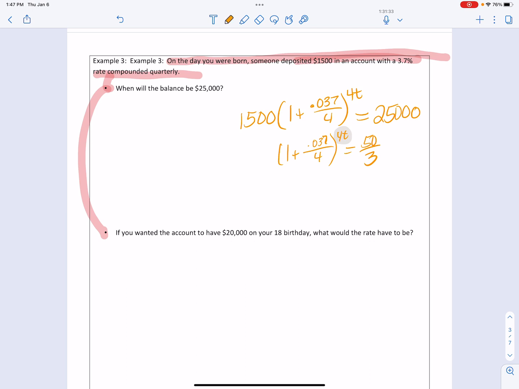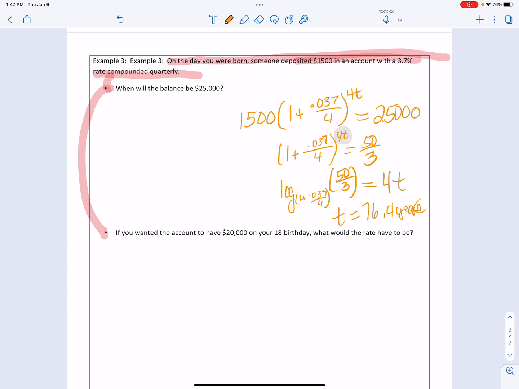So I'm going to end up doing the log base 1 plus 0.037 over 4 of 50/3 equals 4t. You can type this whole thing in your calculator. You're literally going to type in the log base 1 plus 0.037 divided by 4, and then 50/3, and that's what 4t equals. So you're going to divide that answer by 4 to find the time, and my time would be 76.4 years.